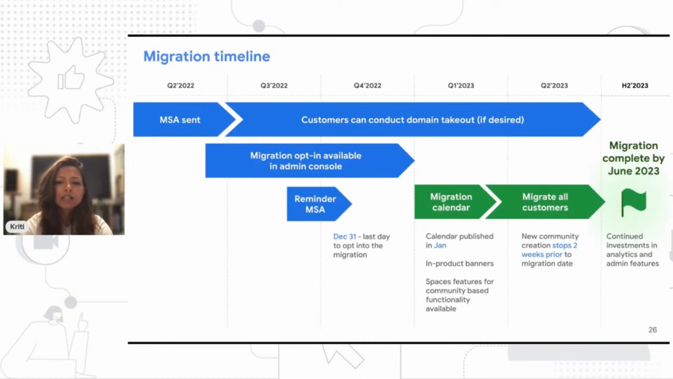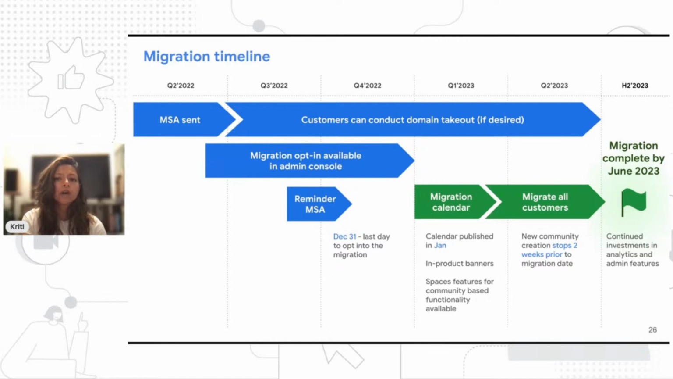So again, let's look at the timeline to see what you can expect leading up to the migration next year. We sent out an MSA earlier this year informing you about the migration and the fact that you can start opting into the admin console. And that is still, as we mentioned, going to be available until end of this year. We will be sending out another reminder email so that you can opt into the migration. It's available until December 31st.